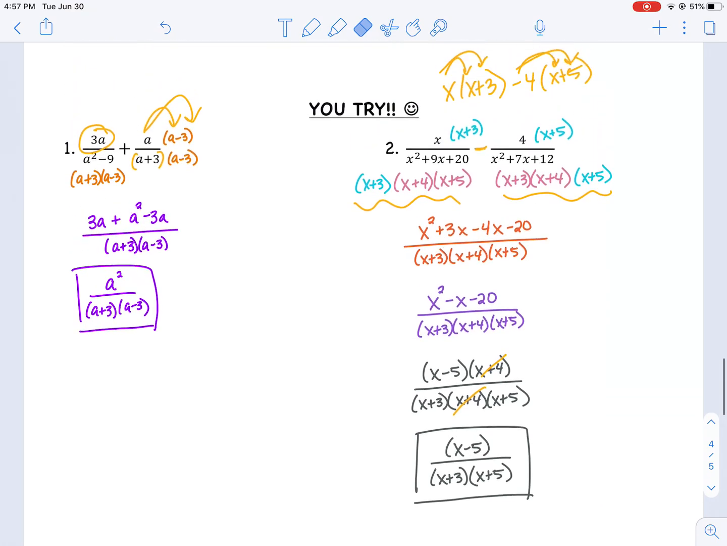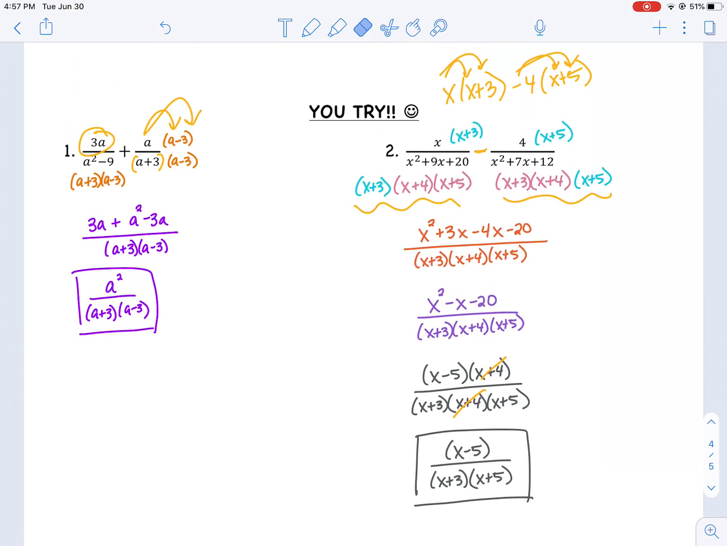Make sure that you're comfortable with adding and subtracting, because eventually, in the next section, we're going to do some solving. We're going to add an equal sign into these problems, so it's going to get even more challenging or fun.